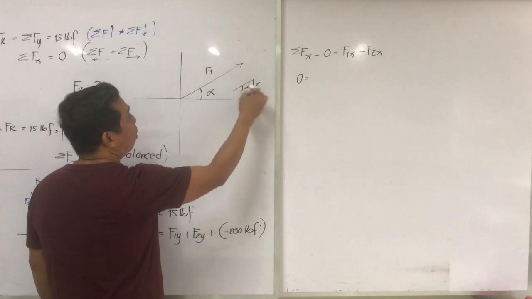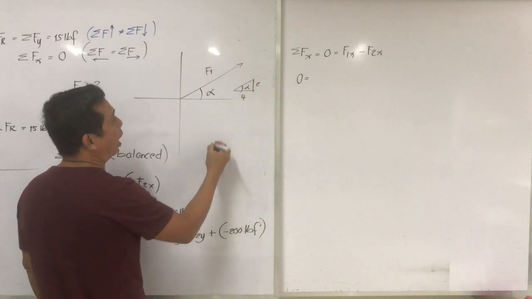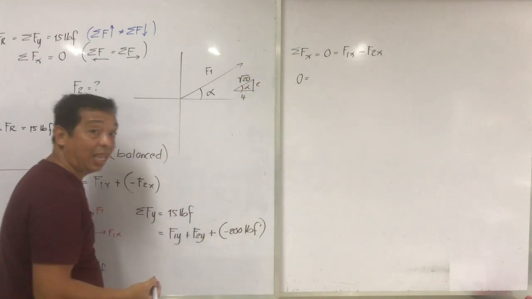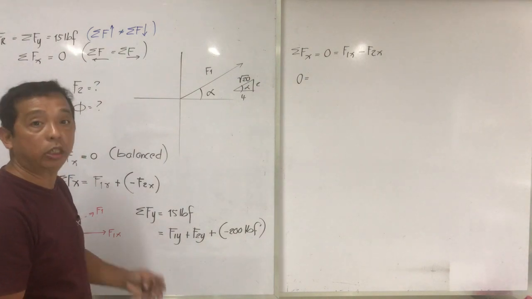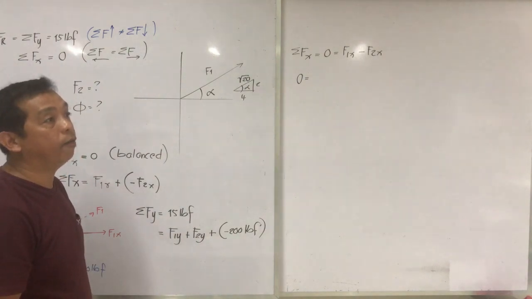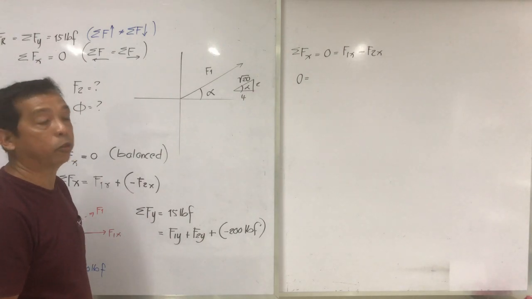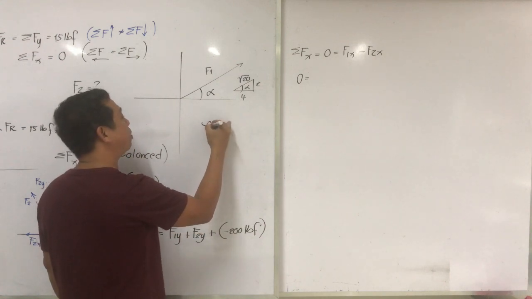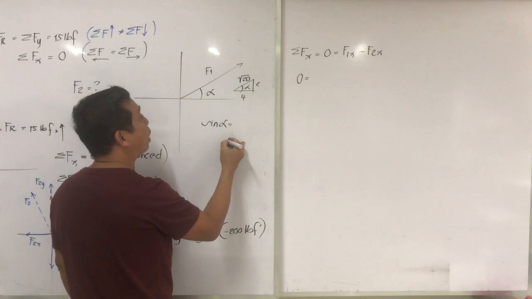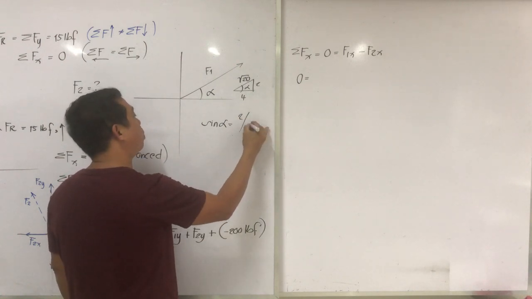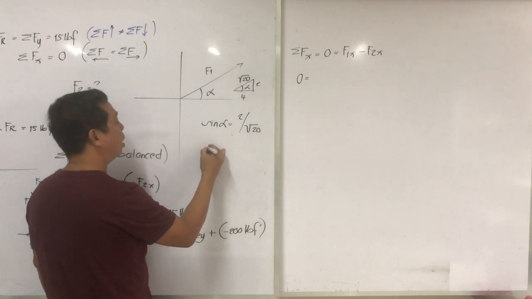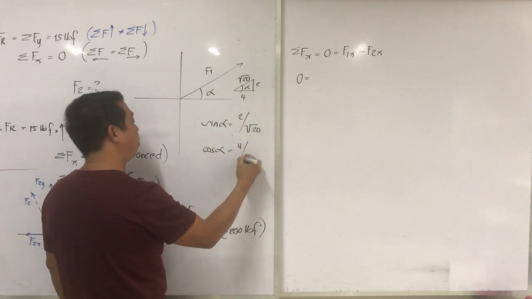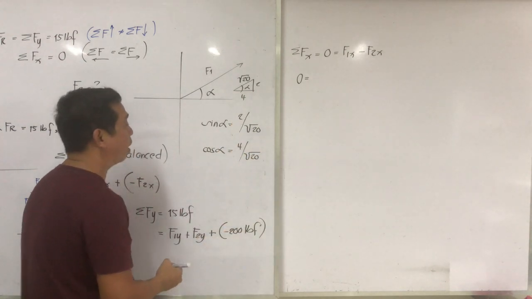Ibig sabihin, makukuha natin yung hypotenuse bilang root of 20, dahil c squared is equivalent to a squared plus b squared. So, the root of 4 squared plus 2 squared will have to be root of 20. Ano ba ang kanyang sine? Ang sine function ng alpha ay opposite over hypotenuse, so 2 over root of 20. Tapos ang kanyang cosine alpha ay adjacent over hypotenuse, which is 4 over root of 20.